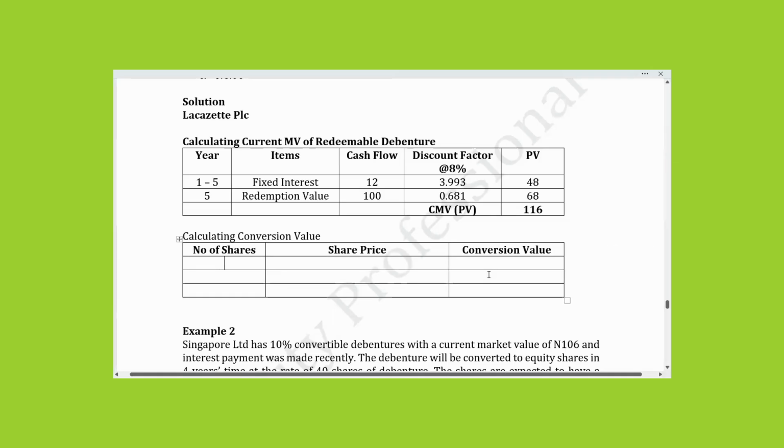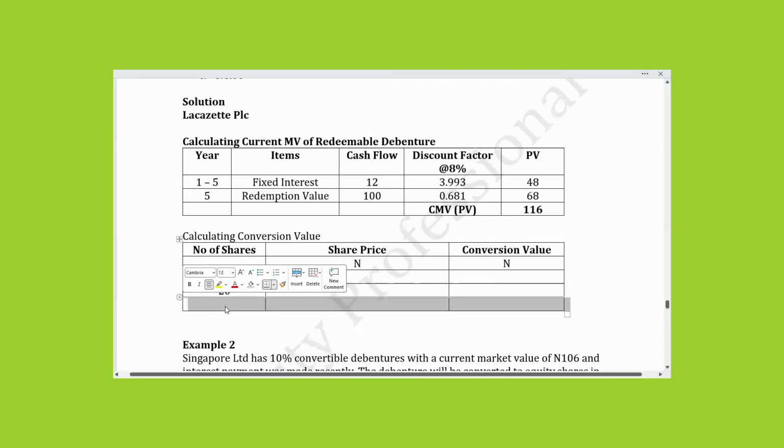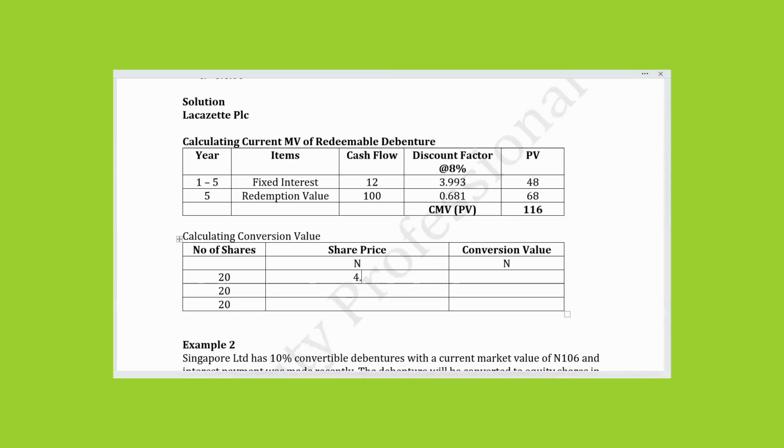Okay. So we are converting 20 ordinary shares. Where is naira? So here will be 20, then another 20. Then at what share price? The examiner told you at 4 naira, 5 naira, then 6 naira. So to get the conversion value, you multiply 20 by 4, which gives you 80 naira. 20 multiplied by 5, 100 naira. 20 multiplied by 6, 120 naira.